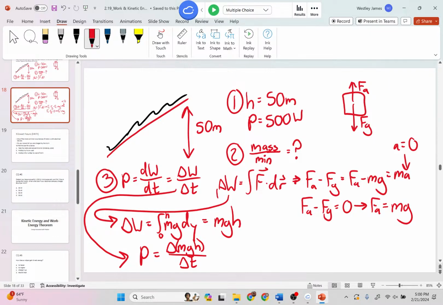Now, we look at this. Does my mass change per second? The amount of mass? Yeah, that's actually what it says to find. Does gravity change? No. Does the h change? h is h. It's how high up we go. So we get this equation.